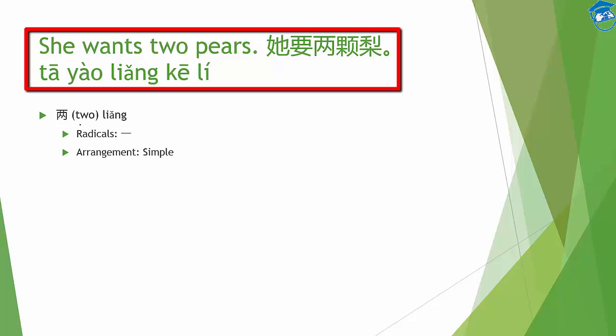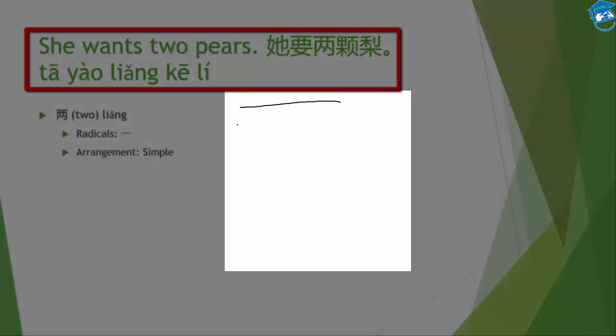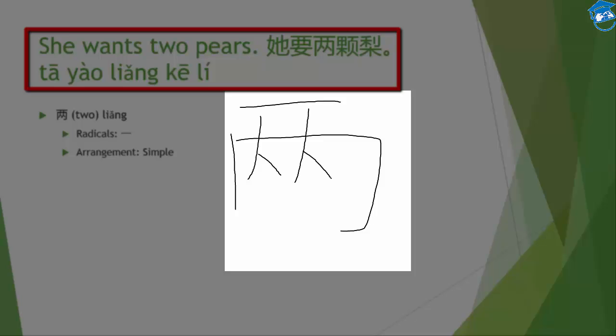So 2 it also means 2, and this is the pinyin, and then the radical is just what's on top of it. The arrangement is simple. So here's how you write 2. 1, 2, 3, 4, 5, 6, 7. 2.